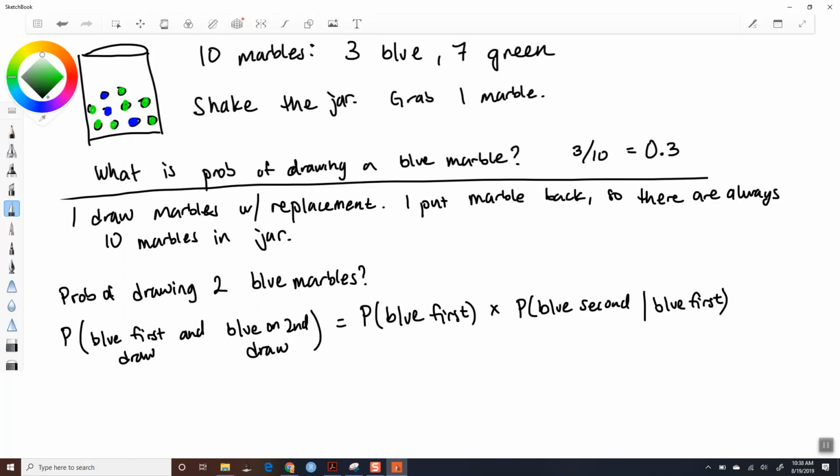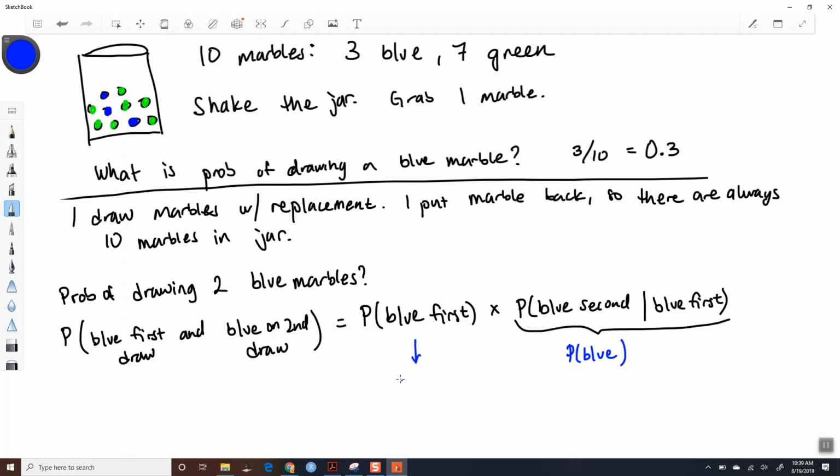All right, so basically, I did this wrong. This boils down to just getting the probability of blue on the first draw, and the probability of blue on the next draw. Blue on the first draw is going to be 3 out of 10, and the probability of getting blue on the next draw is going to be 3 out of 10. And so this will be 9 out of 100, or 0.09.